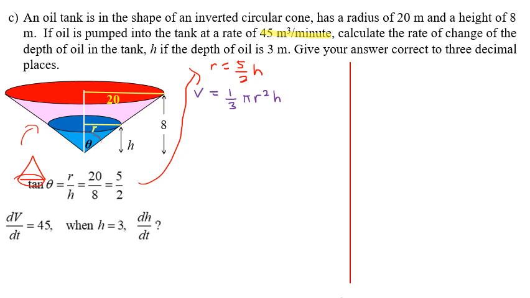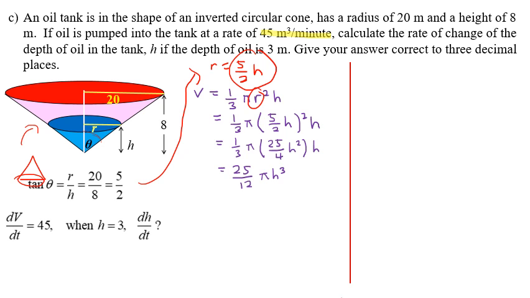Okay. And then since we are given the dV/dt, of course you are dealing with volume. So the volume of the cone, remember, is 1/3 pi r squared H. And since we want everything in terms of H, we want to substitute this R. So we substitute with 5/2 H. Now it will become like this. Then we expand and simplify. So at the end, we will get 25/12 pi H cubed. Okay, so that's the equation of volume.